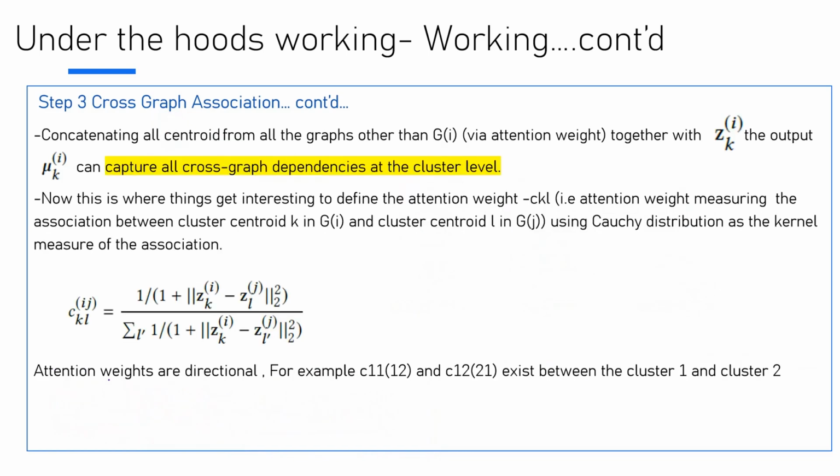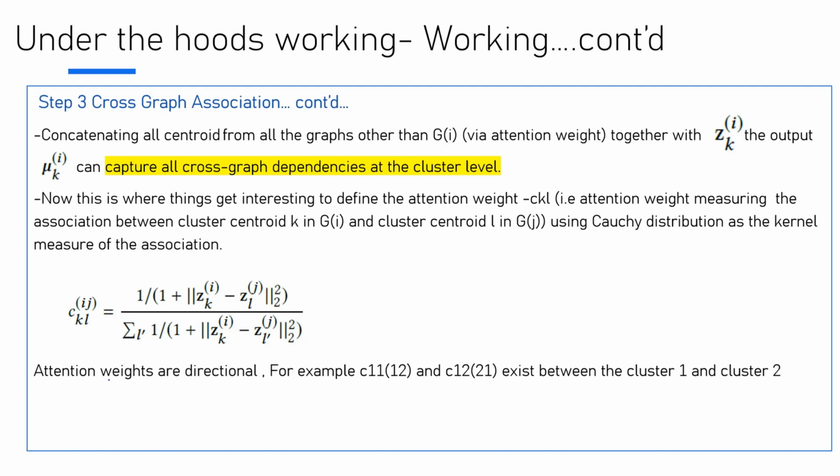So moving on further, this is what we talked about in the previous slide: concatenating all the centroids for all graphs G_i via attention together with Z_k. The output U_k can capture all the cross dependency at a cluster level. Now this is where things start getting interesting.